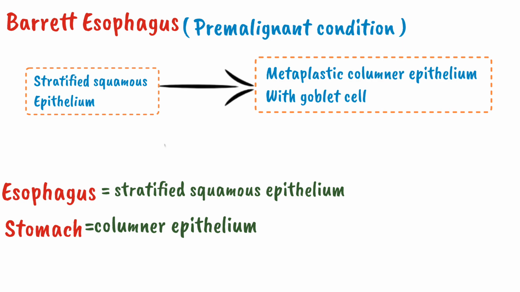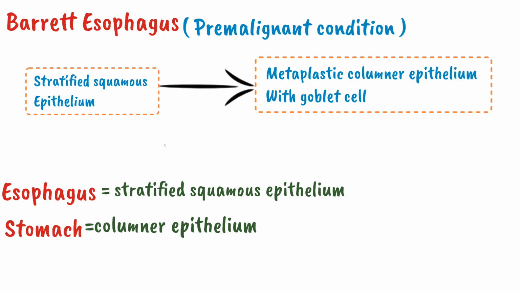And this specific epithelium is adopted according to the specific function of the esophagus and stomach. As the esophagus has to pass the food bolus, the stratified squamous epithelium gives strength to the esophagus, while the columnar epithelium of the stomach helps to protect the stomach from the acidic environment.